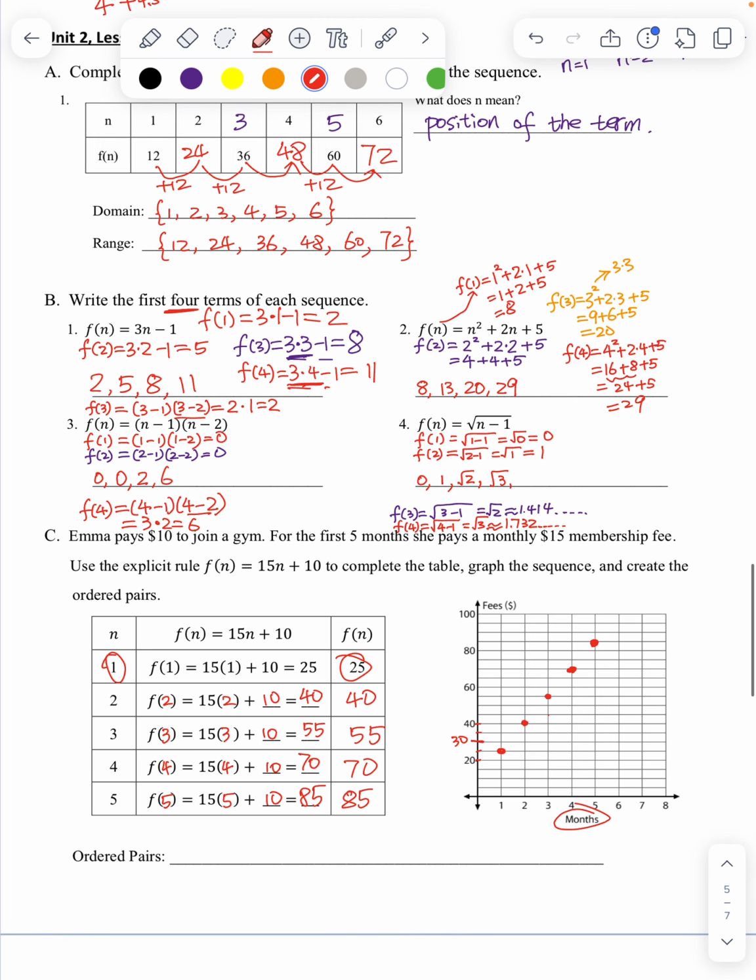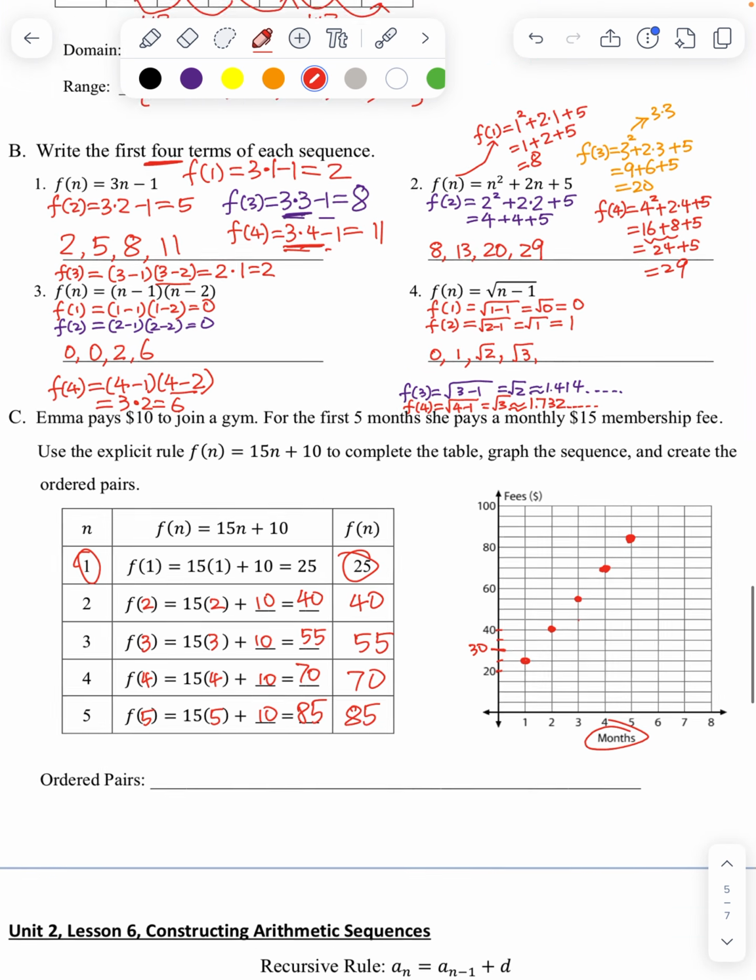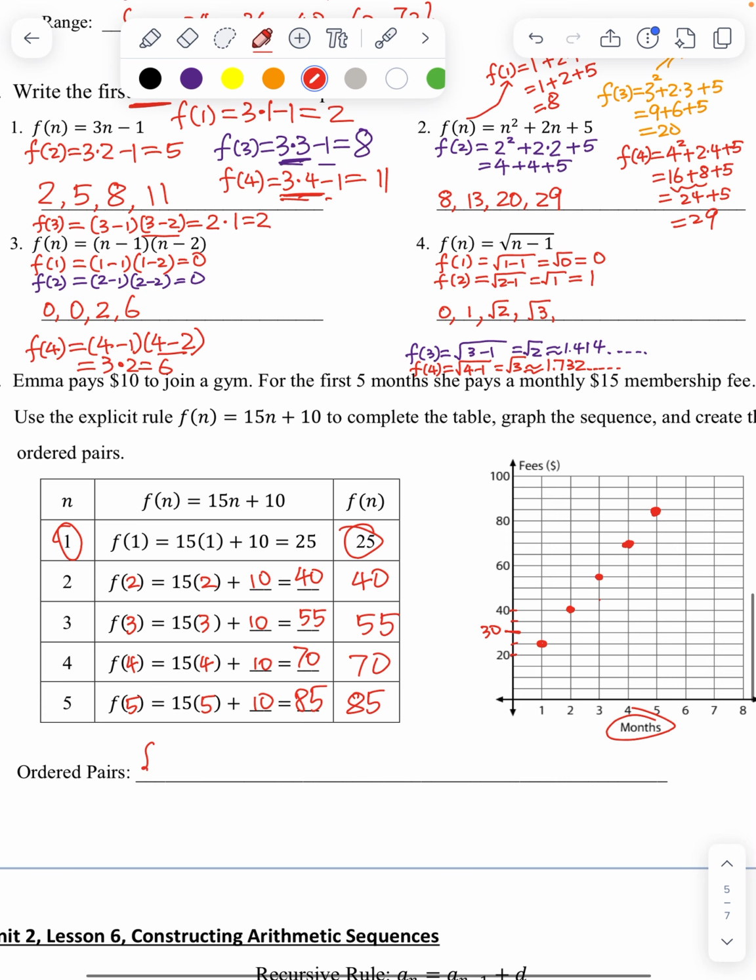So now the ordered pairs. Almost forgot. Ordered pairs: 1, 25. 2, 40. 3, 55. 4, 70. 5, 85. Parenthesis and then curly bracket. Done.